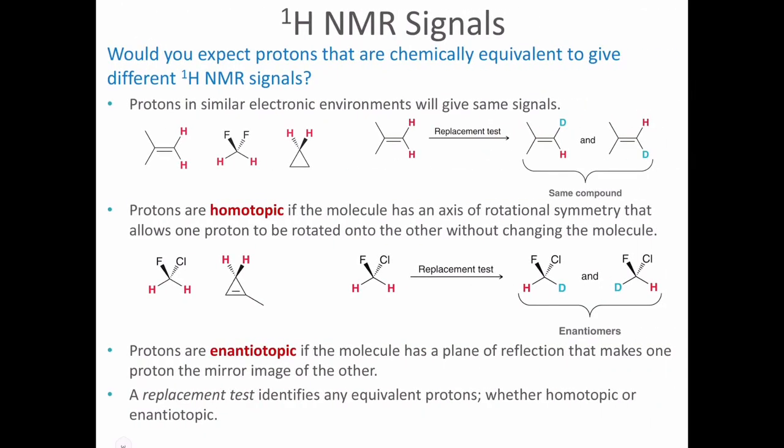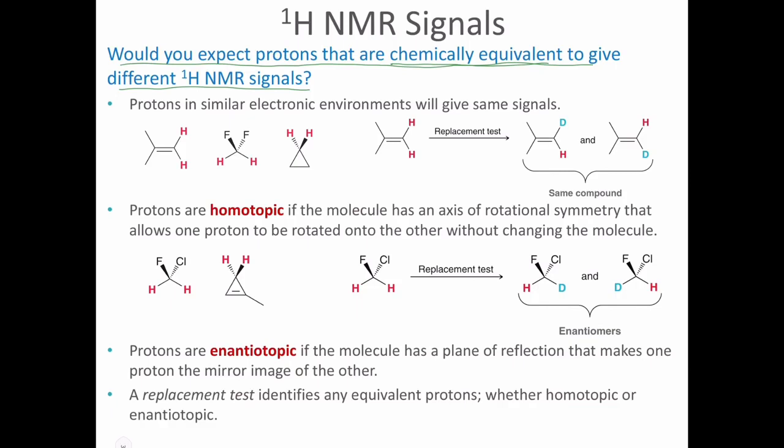Let us start with looking at the NMR signals. To determine the number of signals, we need to visualize the actual structure and think of how it would look. Would you expect protons that are chemically equivalent to give different proton NMR signals? Well, the answer is no. Protons that are in the same chemical environment will give the same signals.